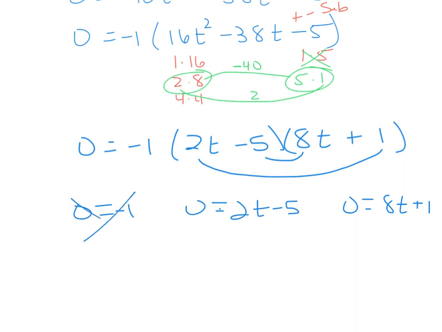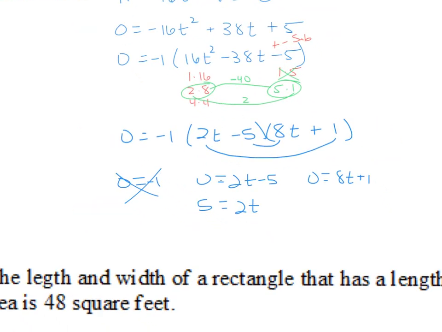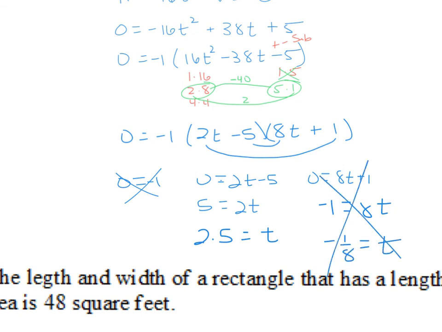Okay, so now obviously we're throwing out the negative 1. On the second one here, I'm going to add the 5 over and then divide, and when I do that, I get 5 halves or 2.5. And then on this one, I'm going to subtract the 1 over and then divide by 8 and get negative 1/8. And we know that we can't have a negative time, so I'm going to throw that out as well. So my answer: the ball is going to hit the ground at 2.5 seconds. That's my final answer there.